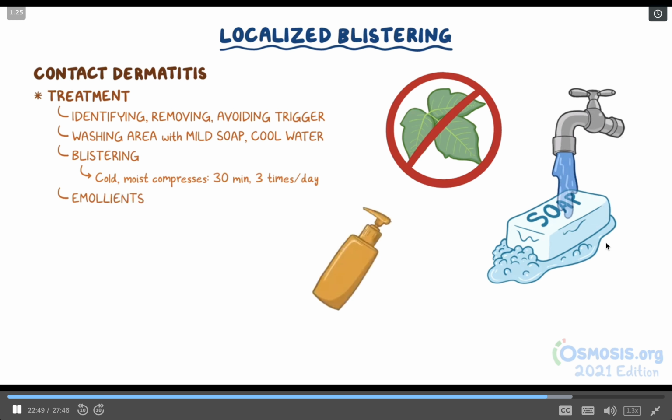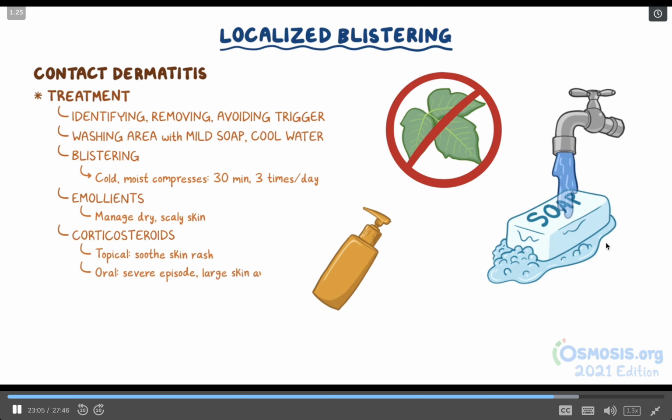Emollients are moisturizing treatments applied to help manage dry or scaly skin. In addition, topical corticosteroids may be applied to help soothe the skin rash, while oral corticosteroids may be taken in case of a severe episode of contact dermatitis and it covers a large skin area. Antihistamines may be used to help with the itching.